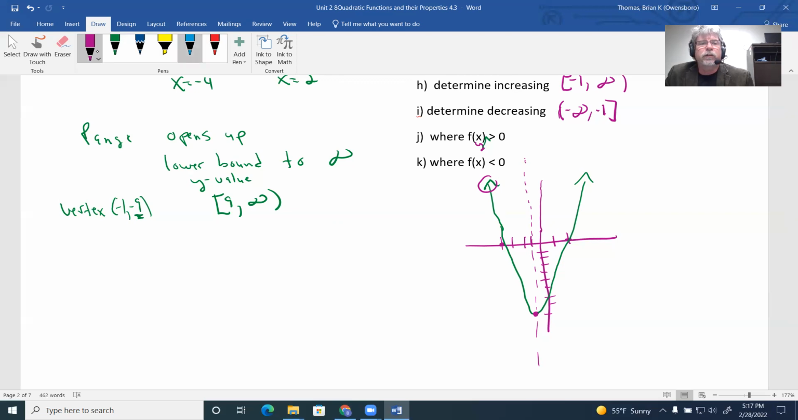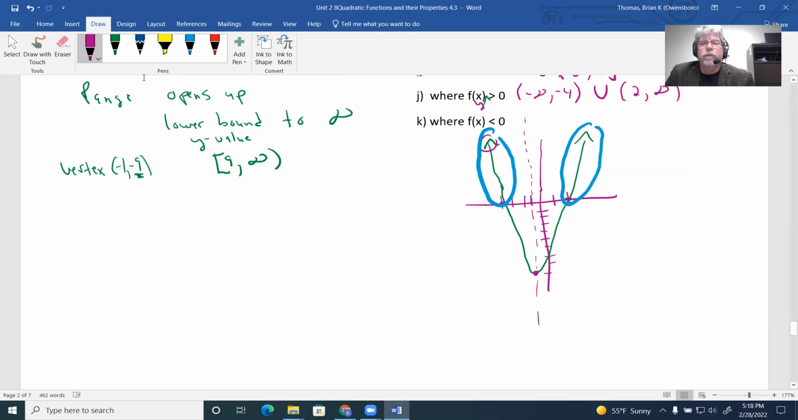So where the graph is above the x-axis, what I'm seeing is here, the graph is above the x-axis. And here, the graph is above the x-axis. So as far as the x values go, I'm seeing from -infinity to -4, and I can't include -4, the graph is above the x-axis. In union with, it's also above the x-axis to the right of 2. So from 2 to infinity, the graph is above the x-axis.